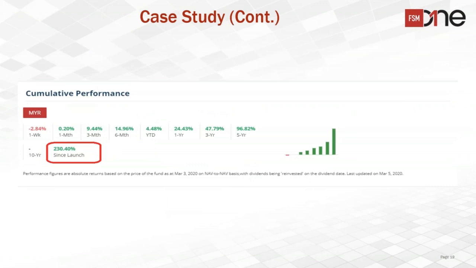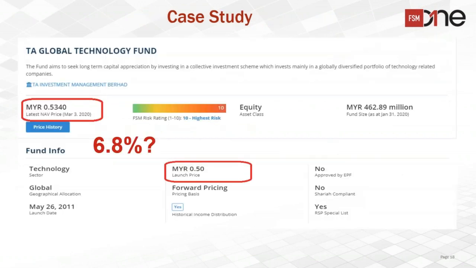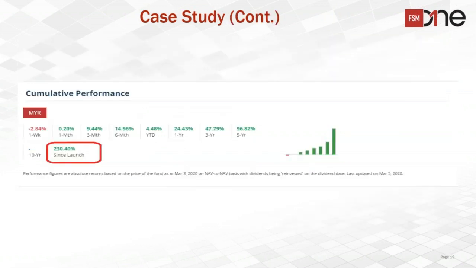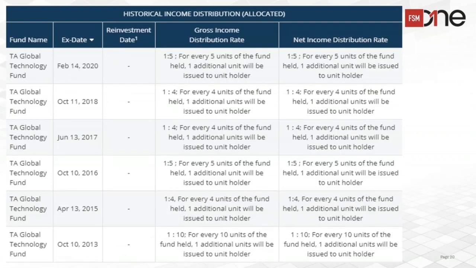Based on the cumulative performance, the fund actually made 230.4% since the fund inception. But why is the latest NAV just 0.534 only? Since the performance here states that since started, they are making 230%. It's quite a lot, right? That is because the fund manager has declared 6 unit splits historically. Okay, just an additional info for you all.